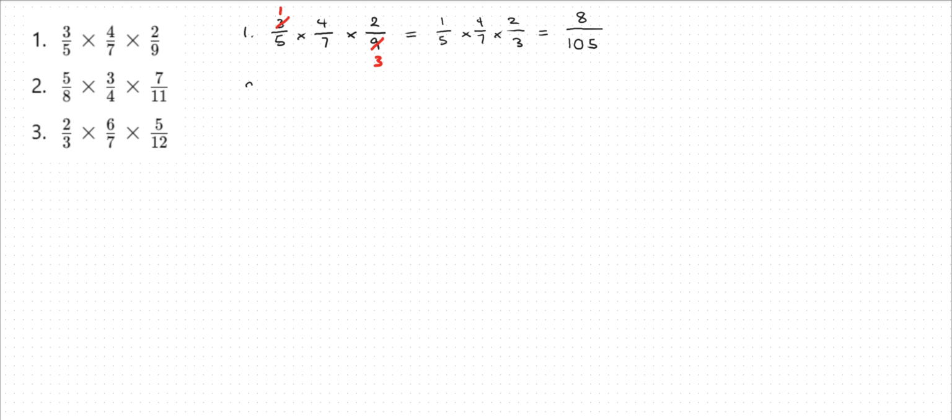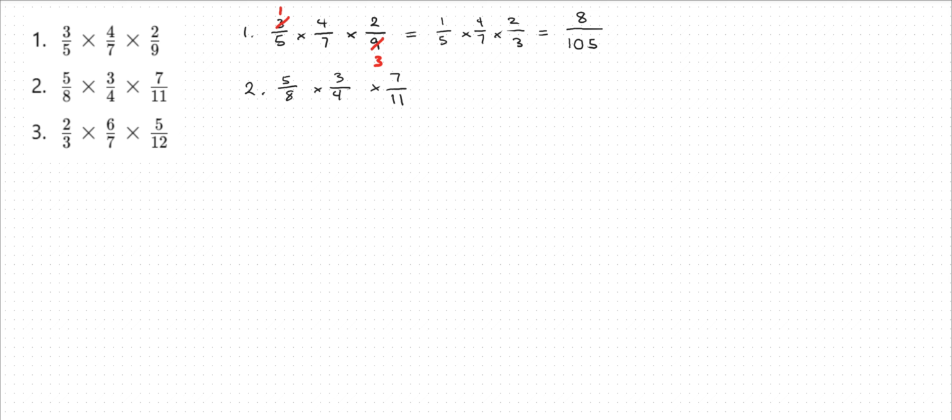Alright, so let's look at number 2. So we have 5 over 8 multiplied by 3 over 4 multiplied by 7 over 11. Now, just looking at these quickly, I can't really see any common factors, which means I can't make this any simpler than it already is.